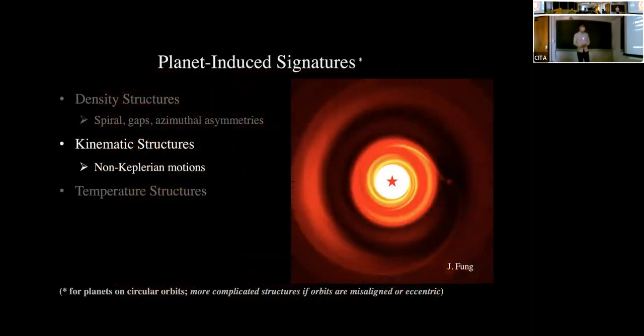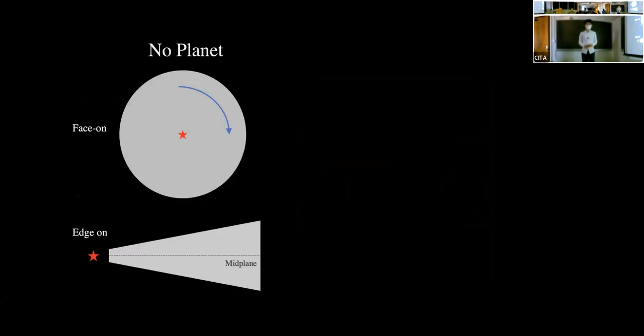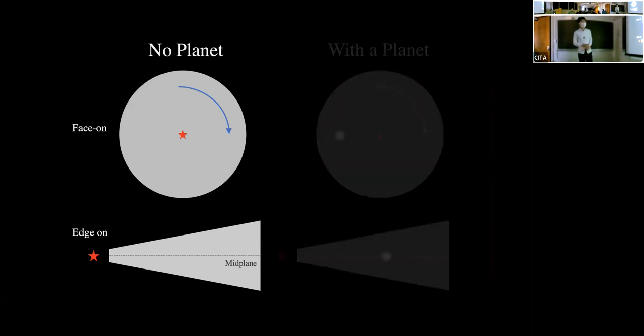All right, in addition to producing density structure, a planet can also perturb gas and make it do non-Keplerian rotation. And this is what we're going to discuss next. So here are two schematic views of a disk. The top one is a face-on view, and the bottom one is edge-on. In a laminar disk with no planet, what the gas does is very simple. The gas just does Keplerian orbits around the star, right? Very simple. And there's almost no motion in the radial and vertical direction except random thermal motion, of course.